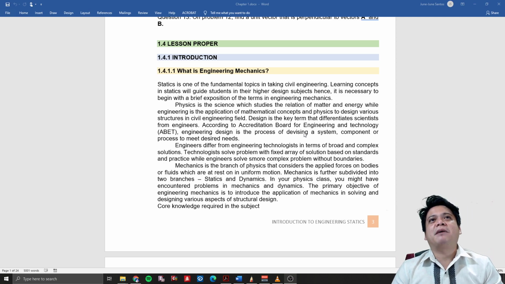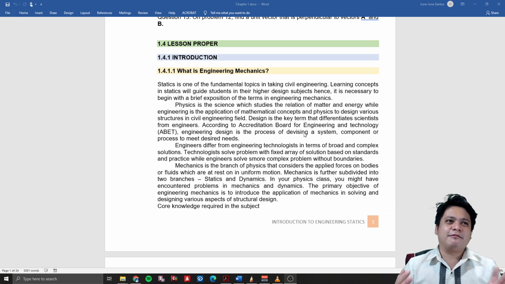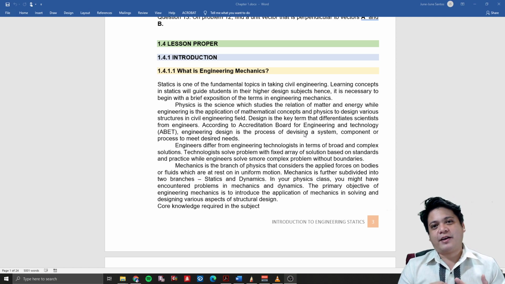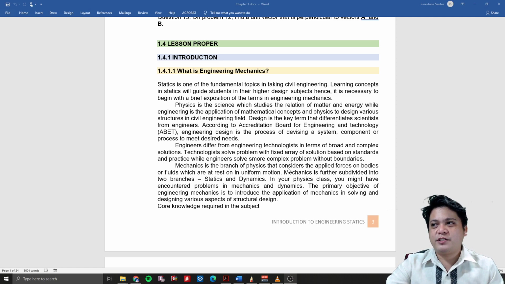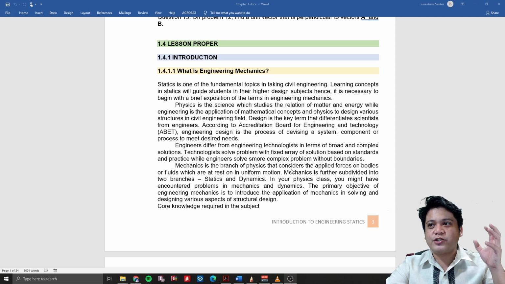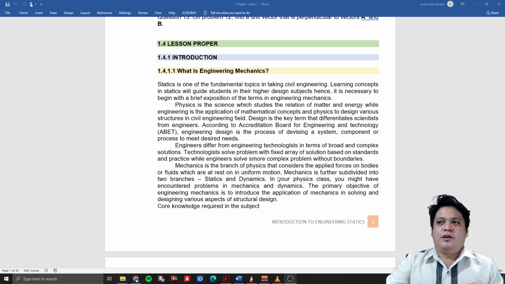That means when the system changes, when what you are going to do changes, the engineering technologist can no longer solve it. But the engineer, since you have the knowledge of the principles, can do it. That is what is expected of engineers. We solve the problems. We are the problem solvers. And mechanics is actually the branch of physics that considers the applied force on bodies or fluids which are at rest or in uniform motion.